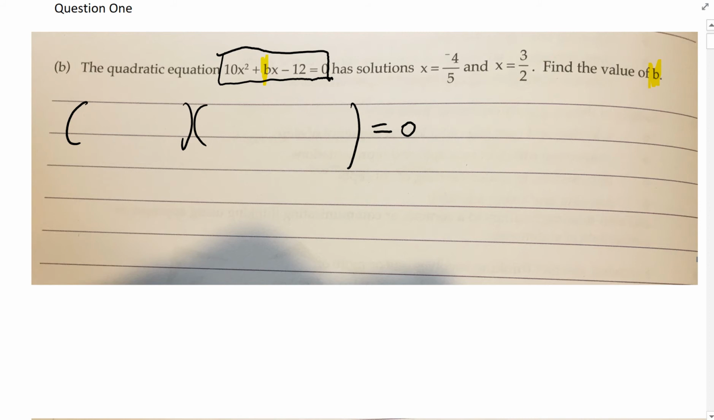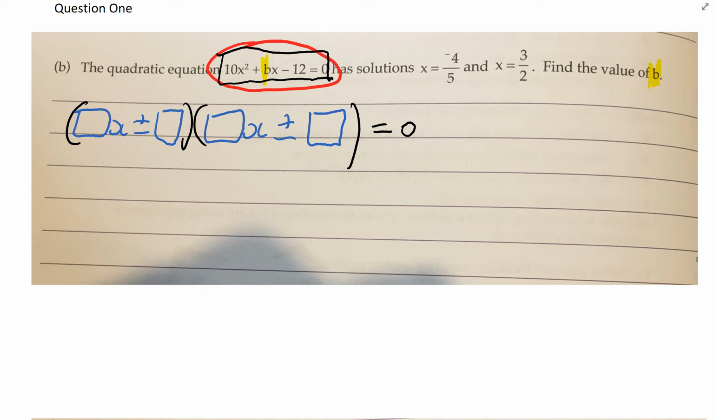And we'd know that there could be a number times x here and a number times x here, and then plus or minus a number, and then plus or minus some number. And we know that if that was expanded and simplified, we'd end up with this expression here. So what do we do with that information? Well, when you went first times first, something x times something x, you'd get 10x squared.